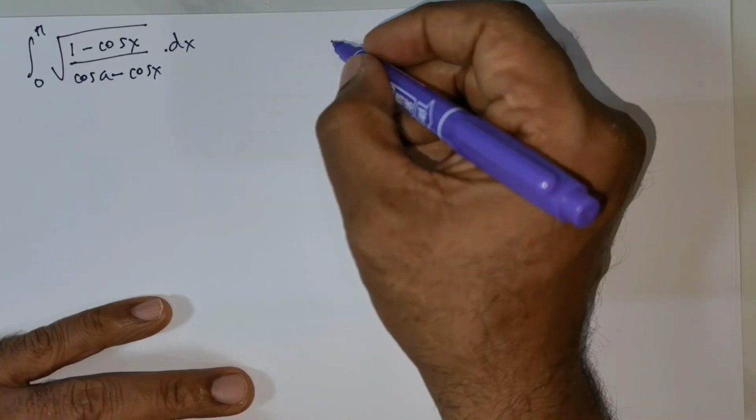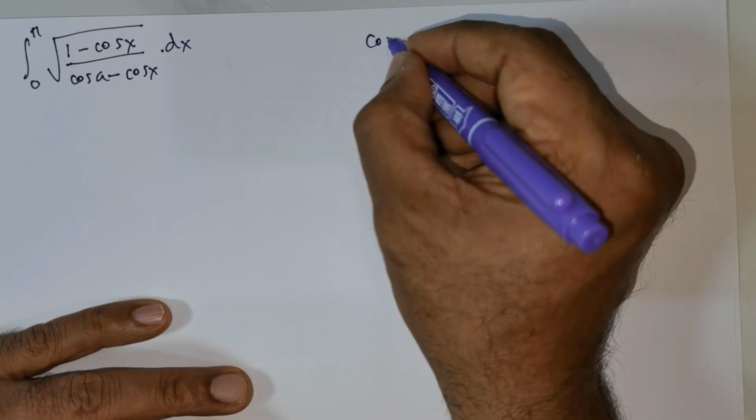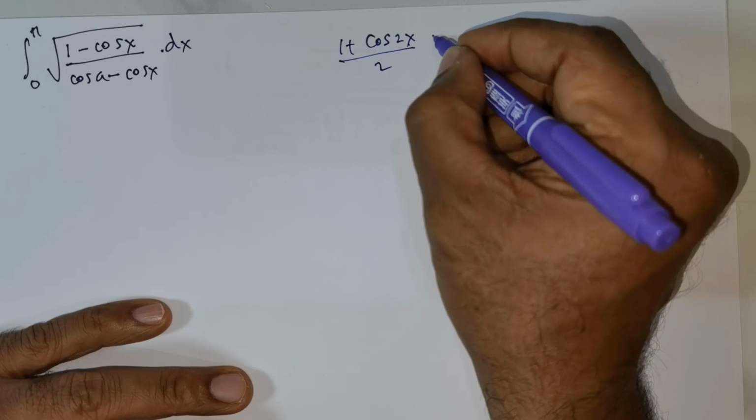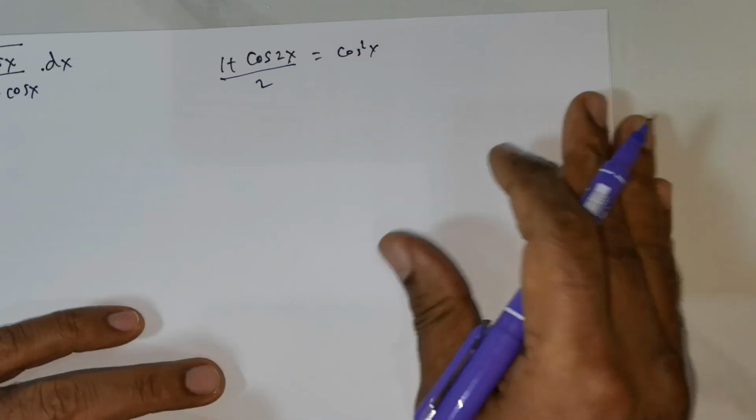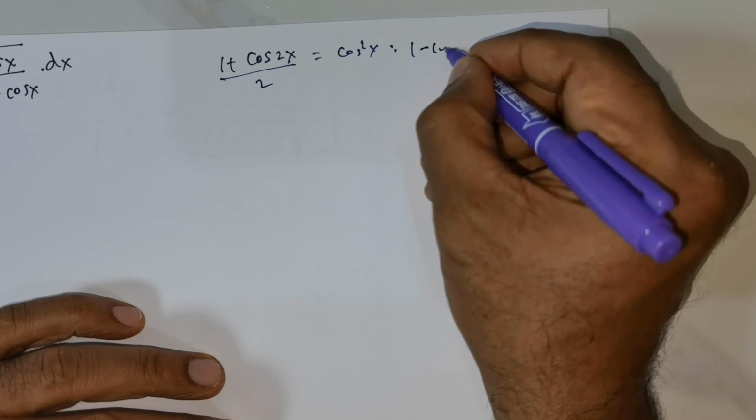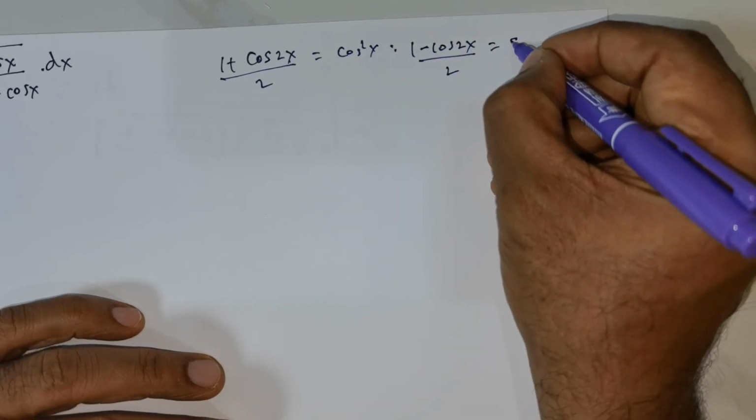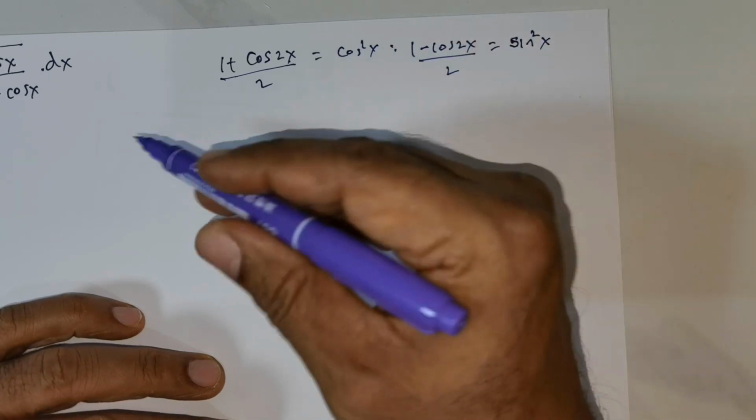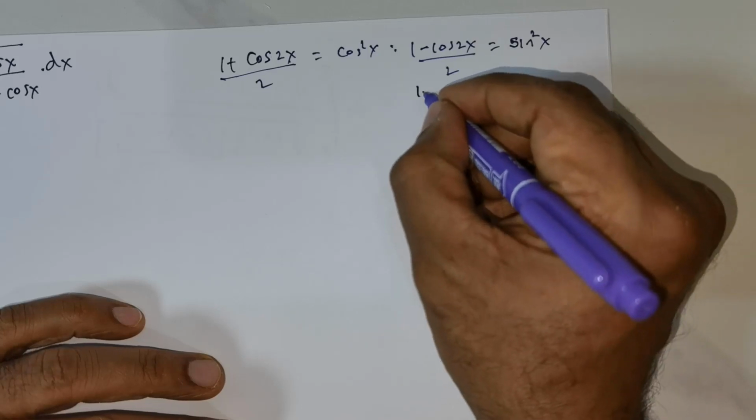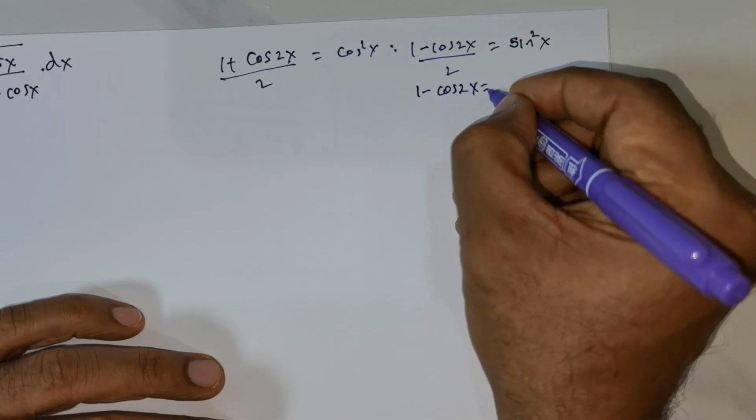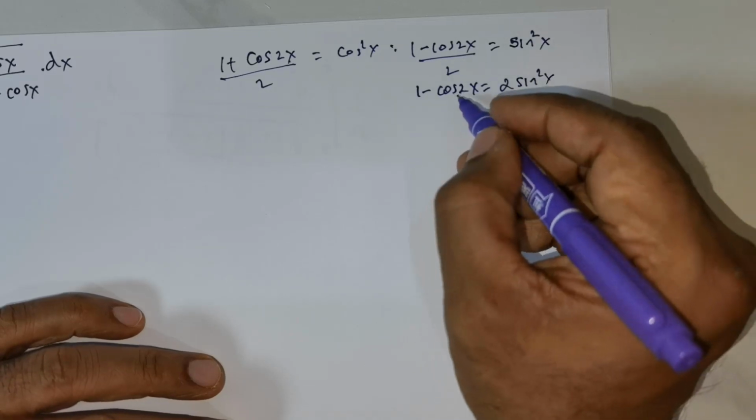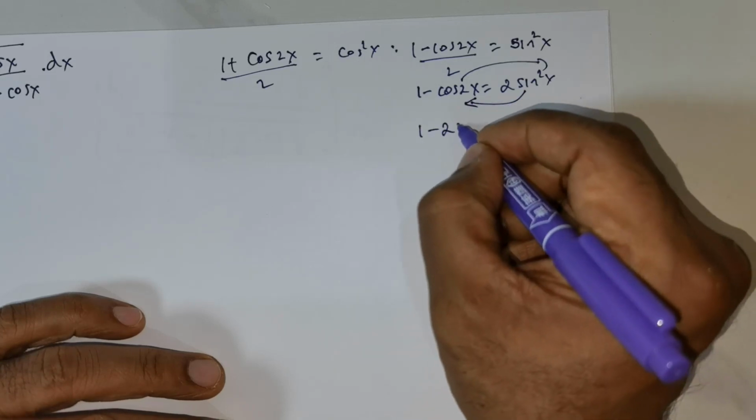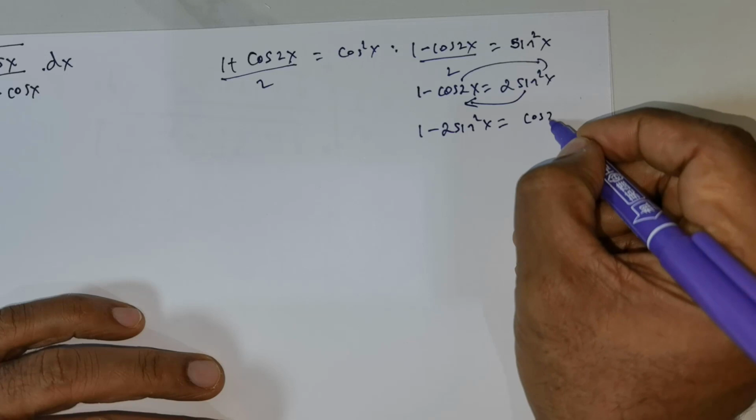So foremost, I would like to draw your attention to this all important formula, which is (1 + cos 2x)/2 = cos squared x, and also to this formula, (1 - cos 2x)/2 = sin squared x. Now I will be utilizing this formula to represent the numerator. So from here I can rewrite 1 - cos 2x to be equal to 2 times sin squared x. Then I can push this to the right side, bring this to the left side. That would give me 1 - 2 sin squared x = cos 2x.